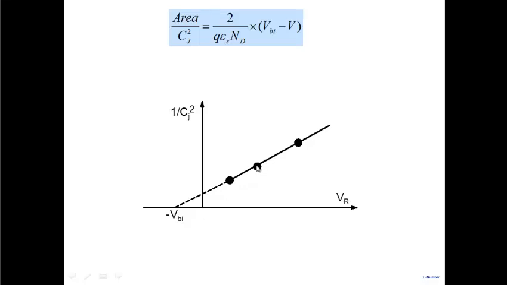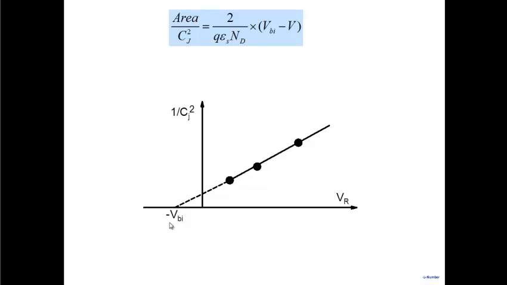What does the slope give you? 2 by QES ND. So you know permittivity of silicon, so you can measure what the doping is. So thereby, it's an excellent tool that all you need is just evaporate metal on top. You form a Schottky barrier diode, measure the capacitance, and plot 1 over Cj square versus voltage here, and thereby you end up calculating two very, very important quantities: the doping, you know how much is the doping, and you know how much is the built-in voltage here. So you measure both of these things here.